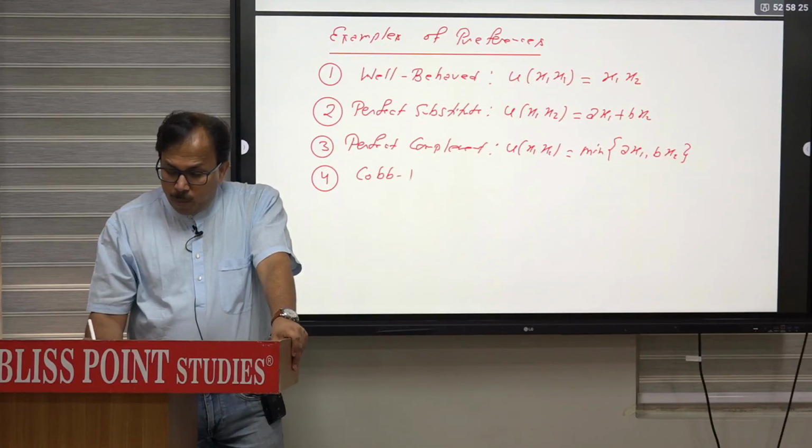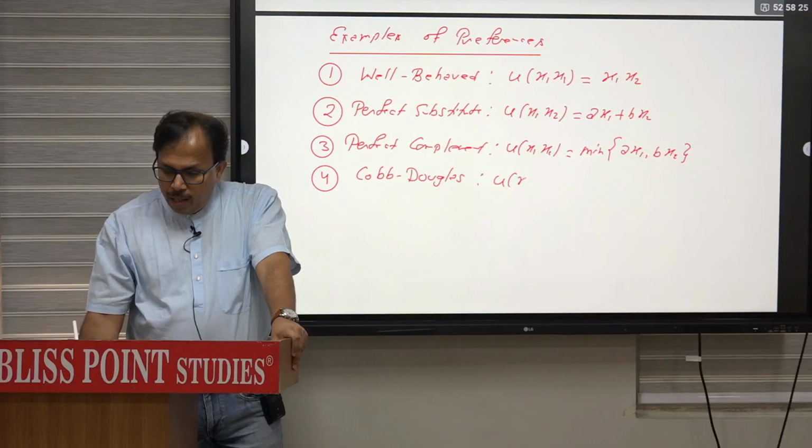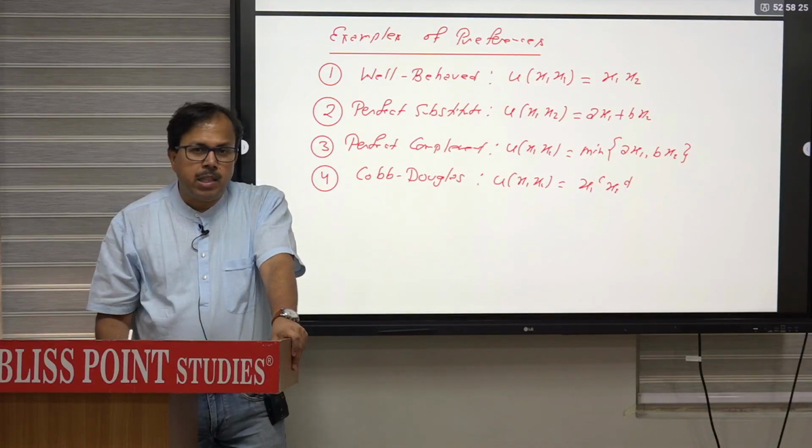function could be of Cobb-Douglas. Then you write this function as x1 to the power c, x2 to the power d. Again, c and d are positive numbers.